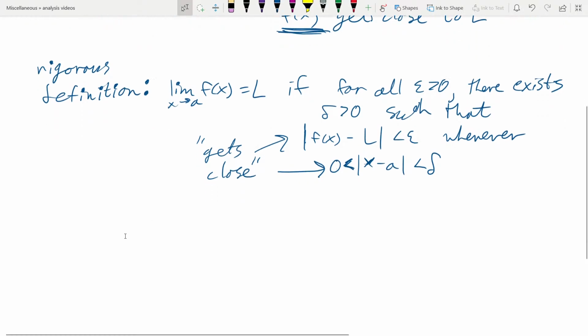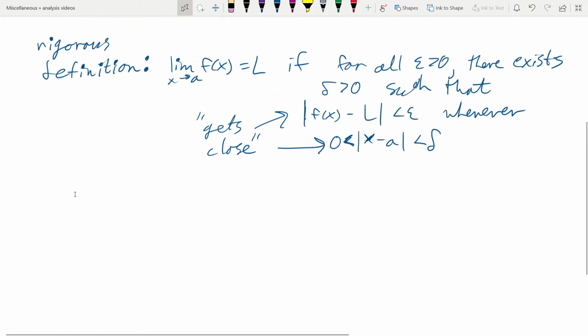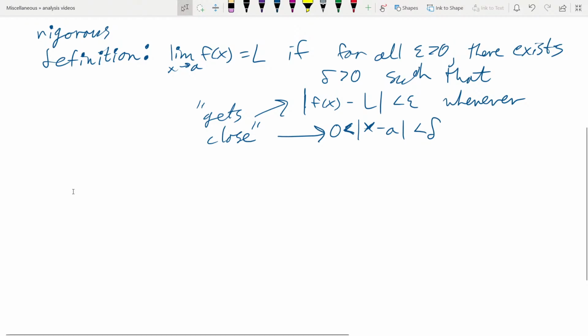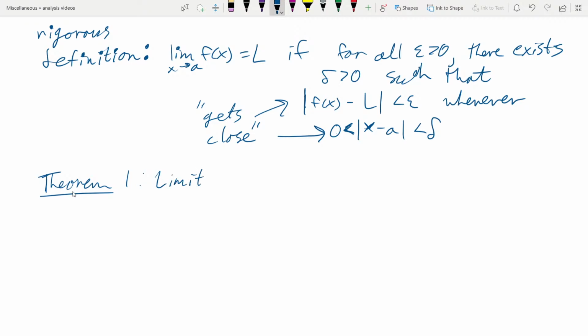But before I go through any examples, I just want to go through a quick proof that highlights some really useful techniques which are used time and time again in analysis. Namely the triangle inequality and the trick of adding and subtracting the same thing, which you'll see in action, but I just want to mention that beforehand. So before I get to the problems and examples, let me just prove this theorem. The theorem is that limits are unique.